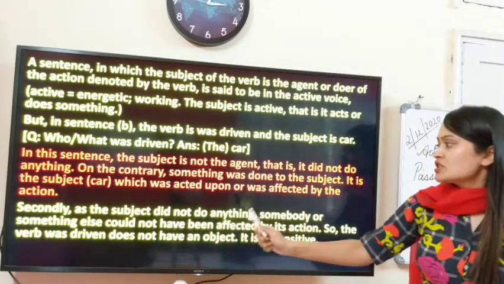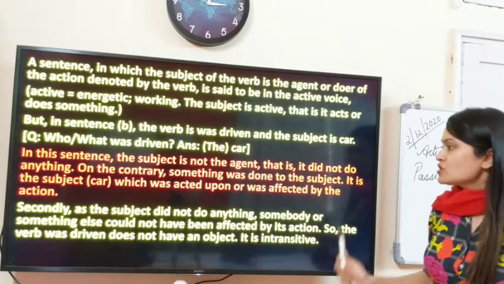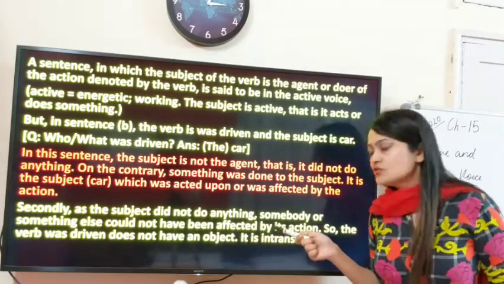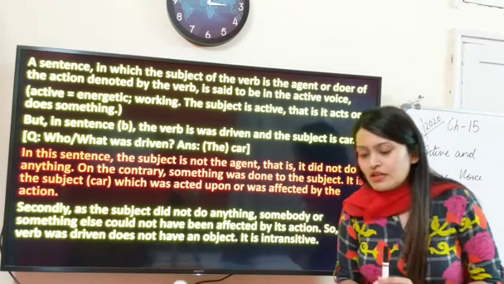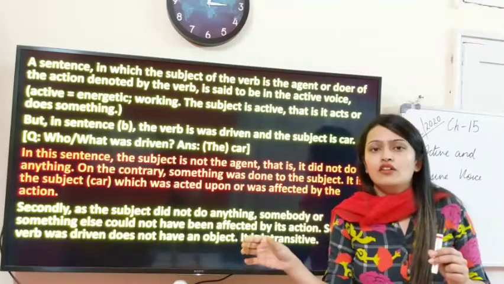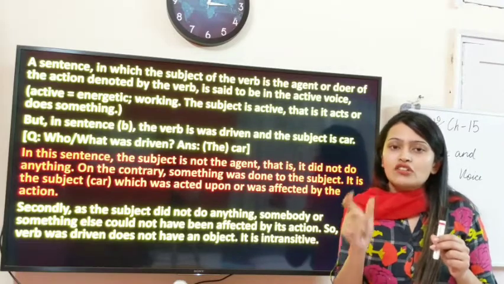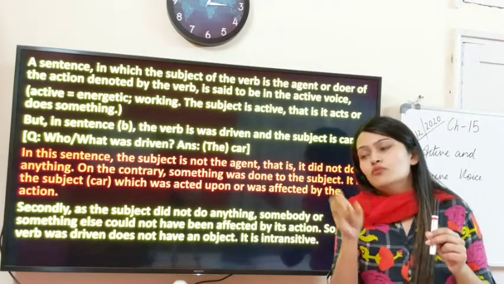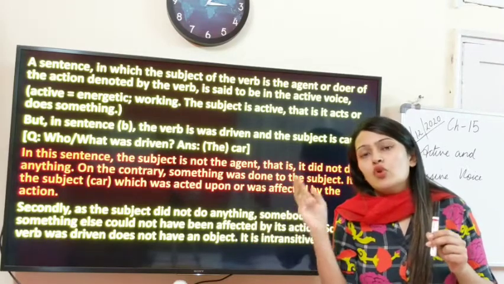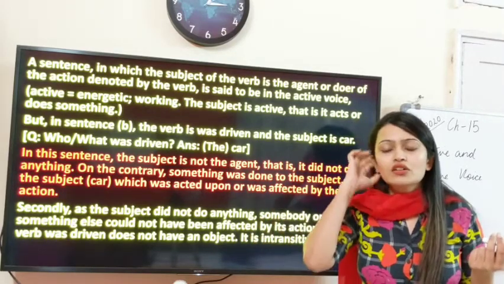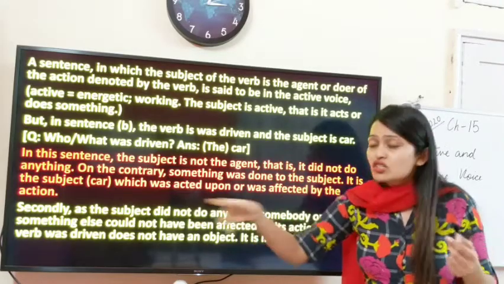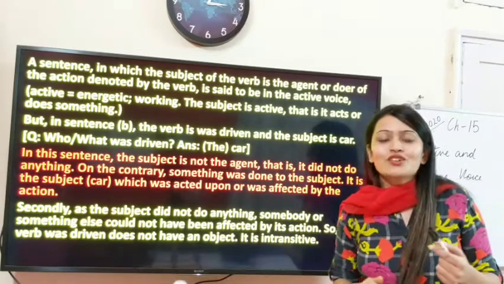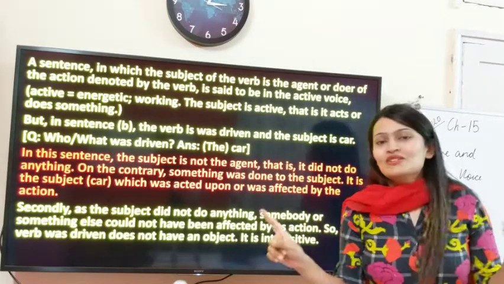Secondly, as the subject did not do anything, somebody or something else could not have been affected by it. What is the meaning of this point, children? Like, Arvind drove the car. Drove is a verb and the action is passed to an object, car. The action of driving is performed on the car. So, car is the object. It is a transitive verb, right? But over here, since the subject is not doing anything, the action cannot be passed to an object. So, passive voice does not have an object.